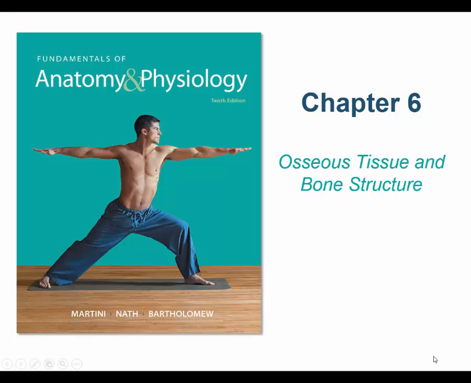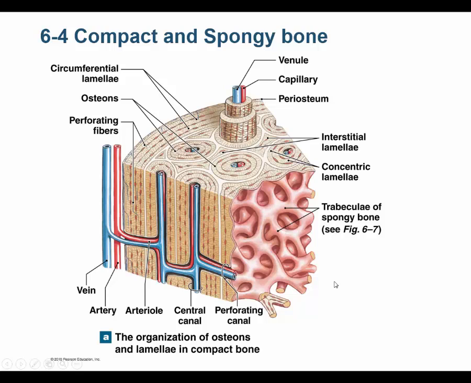All right, folks, welcome to 6-4. In 6-4, we're going to look at a cross section and some longitudinal sections of bone and compare and contrast dense bone and cancellous bone. A lot of this is lab stuff because you had to look at this model in lab.